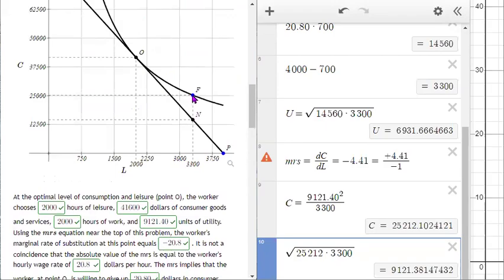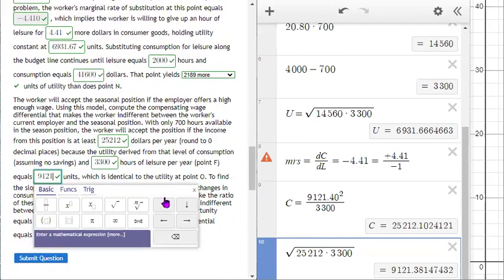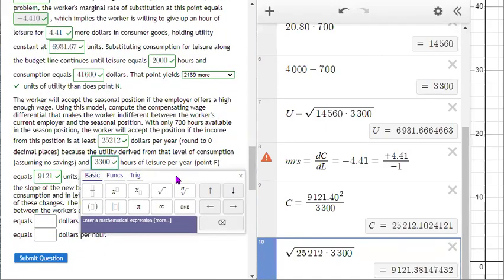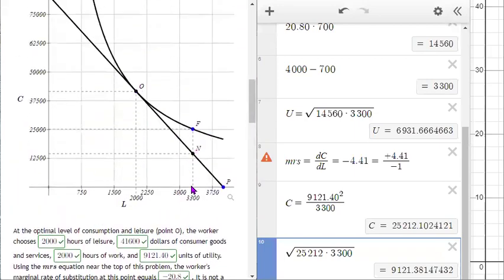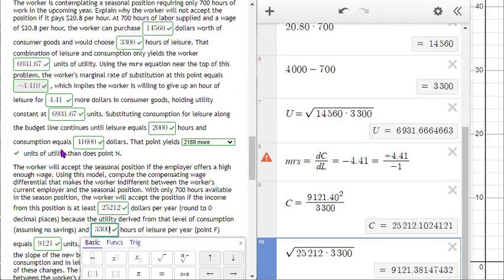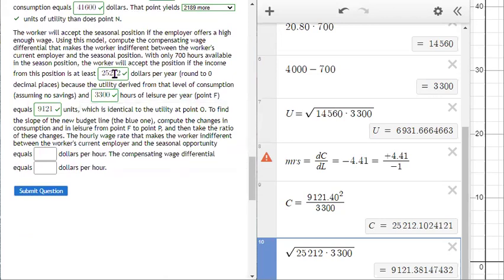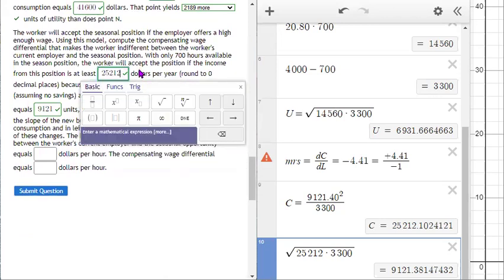The leisure level is 3,300 in my model. So for the person to be indifferent between point O and F, at point F they're working 700 hours a season per year, because it's seasonal. They have 3,300 hours of leisure. For them to be indifferent between point F and O, they have to make just over $25,000, and they're doing that. They're making $25,212 per year.